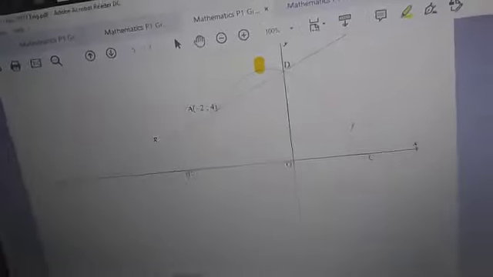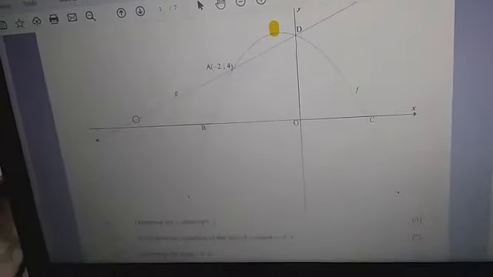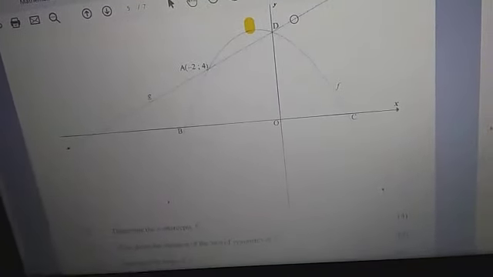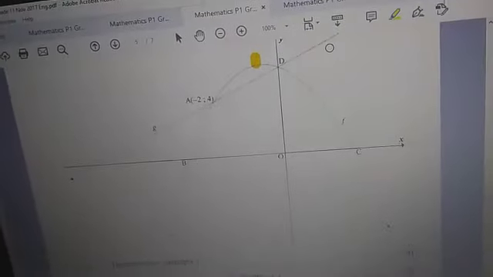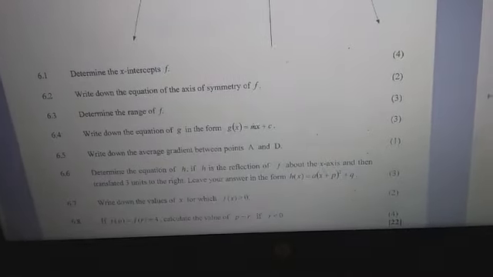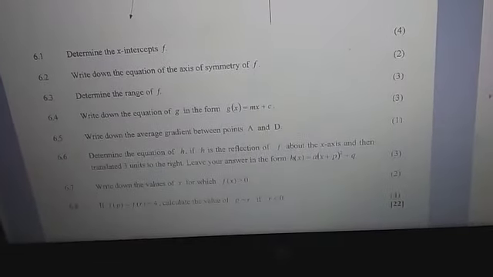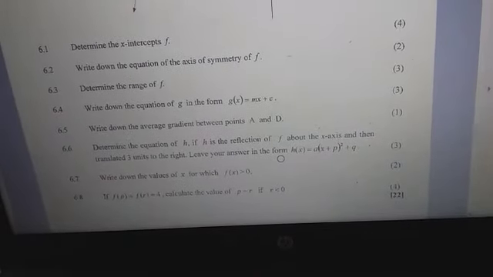But in contrast, if you determine a gradient between this point and this point here, it's going to be the same as between this point and this point, because they are on the same straight line. There's no curve. All right, that's the difference. It's just 1 mark for this part. Okay, let's see how far we can go.